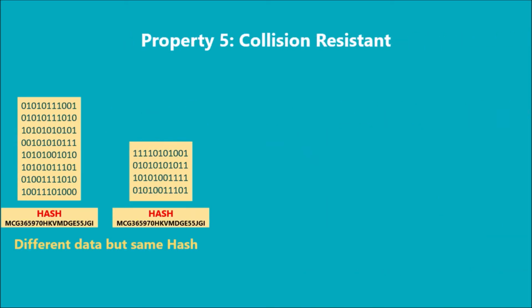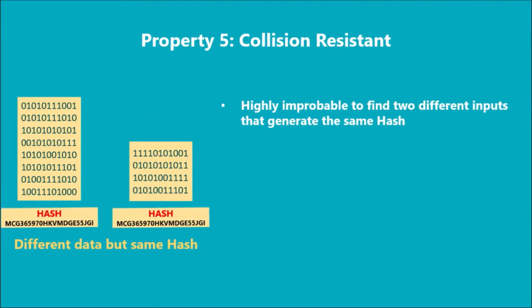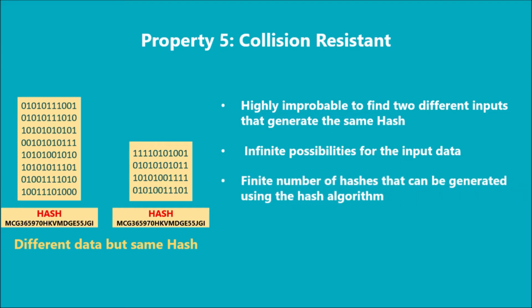Collision resistance is yet another important property of a cryptographic hash function. Being collision resistant simply means that it should be highly improbable to find two different inputs that generate the same output or hash. As discussed earlier, the input for a hash function can be of any type, size and length. This simply means that there are infinite possibilities for the data input that can be fed into a hash function. And the corresponding hash or output generated will have a fixed length. This means that there will be a finite number of outputs that can be generated using the hash algorithm.